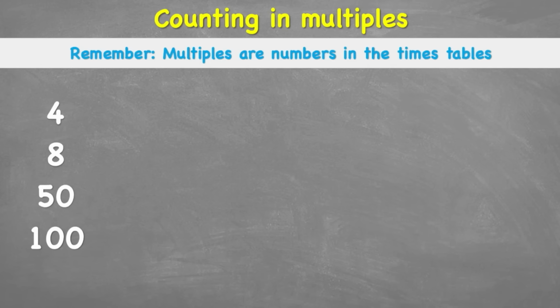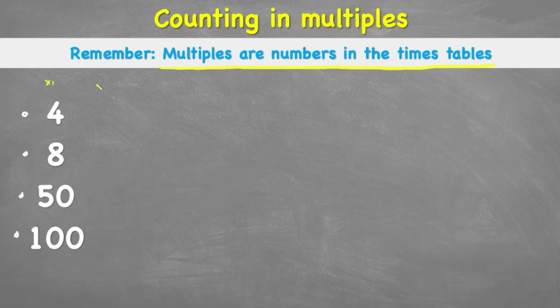Okay, so let's remember that multiples are numbers that are in the times tables. And today we're going to focus on these 4 numbers here. We've got number 4, 8, 50 and 100. So let's start with number 4. And what we're doing is we're trying to find numbers that are in the 4 times table. So 4 would be the first one because that's just 4 times 1.